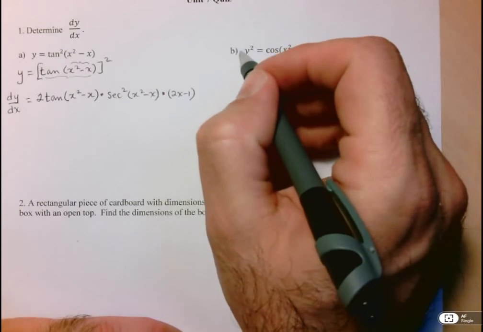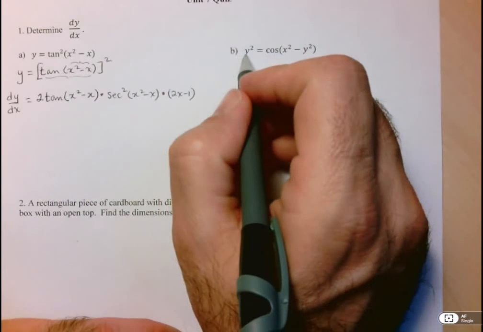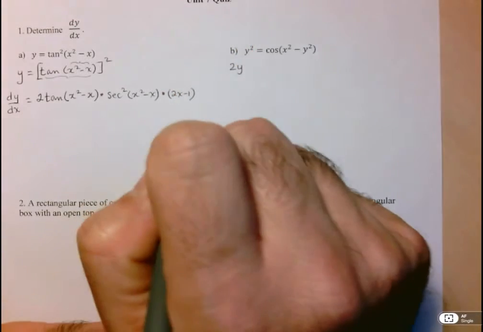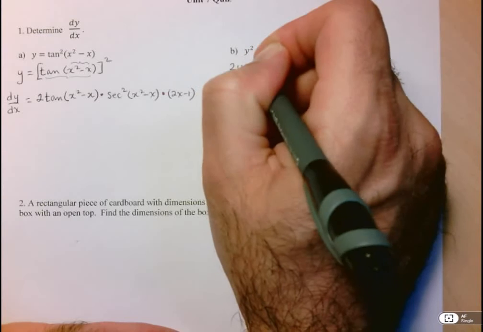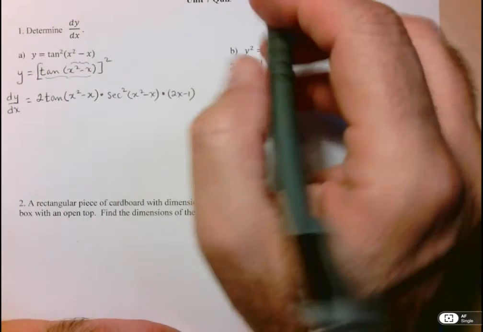Again, this is y squared, so I'm going to have to use the chain rule. First I take the derivative of y squared with respect to y, so that's 2y, and then I multiply that by the derivative of y with respect to x. Here I'll use prime notation, so I can save myself some writing.